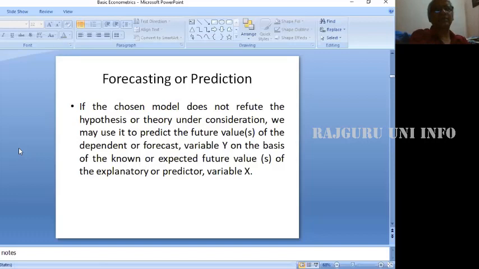So what happens if profits increase to 100 rupees? Or if the firm has earned only 20 rupees profitability? So we hypothesize, we estimate the value of Y, the expected future value of Y on the basis of the expected future value of the variable X.